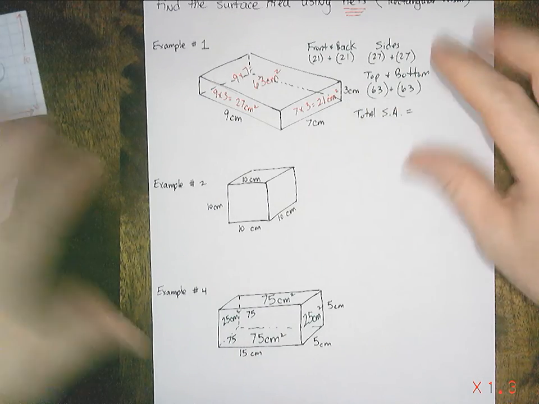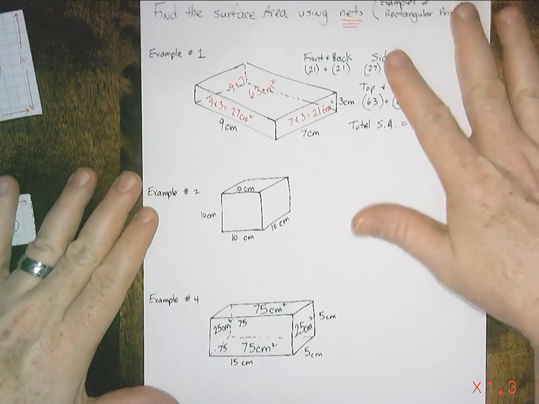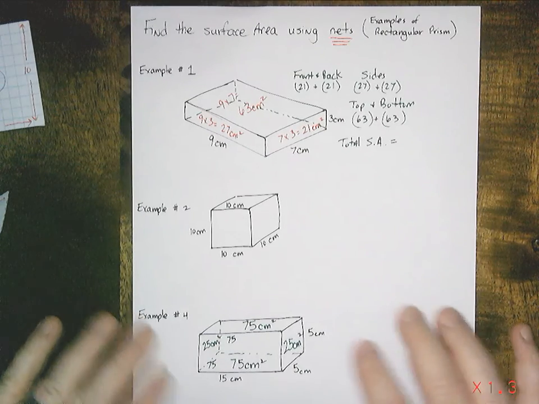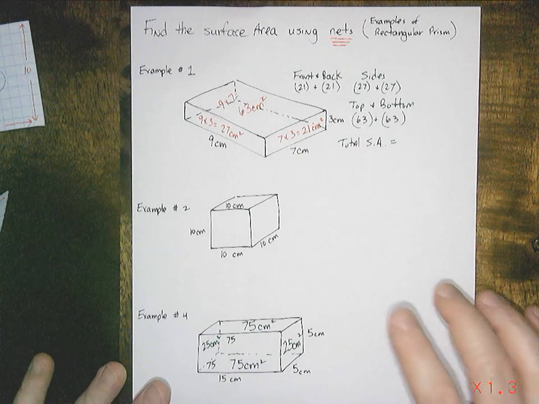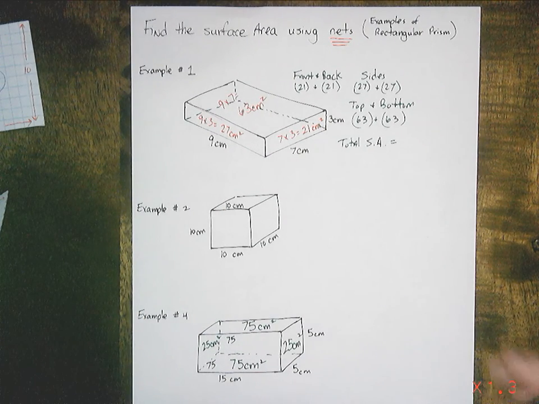For rectangular solids or rectangular prisms, it's pretty easy to do, not too difficult. It gets a little bit harder, more challenging once we talk about pyramids, triangular prisms, square pyramids, things like that. But we'll talk about that a little bit later.